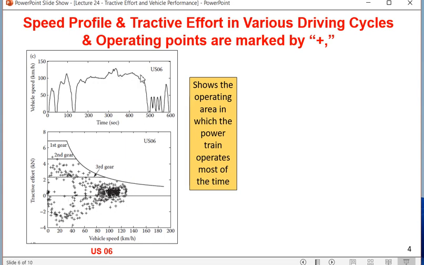Whenever the vehicle is in third gear or fourth gear, the brake is also put. Whenever the vehicle is in second gear, the brake is also put. And whenever the vehicle is in first gear, the brake is also put.